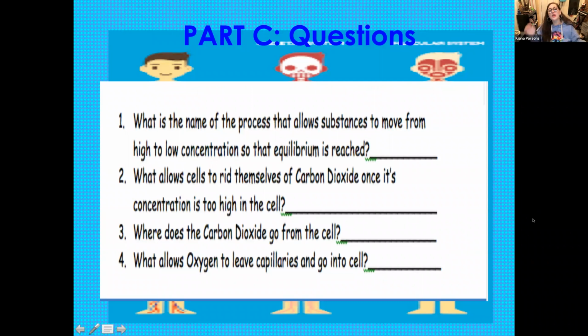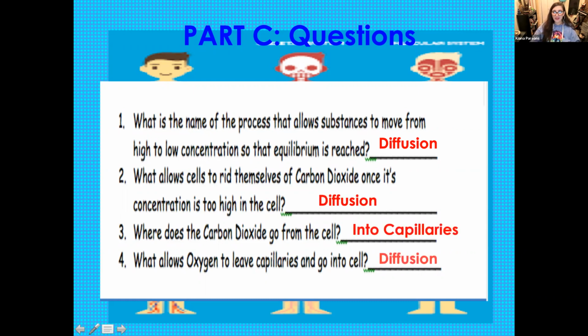Speaking of diffusion, what is the name of the process that allows substances to move from high to low concentration so that equilibrium is reached? That's diffusion. What allows cells to rid themselves of carbon dioxide once its concentration is too high in the cell? Why, that's diffusion. Where does carbon dioxide go from the cell? Into our capillaries so that it can be transported to the alveoli, so that when we exhale, when we're bringing in oxygen, the carbon dioxide is leaving through the same path, right? And we take in oxygen the same way we send out carbon dioxide.